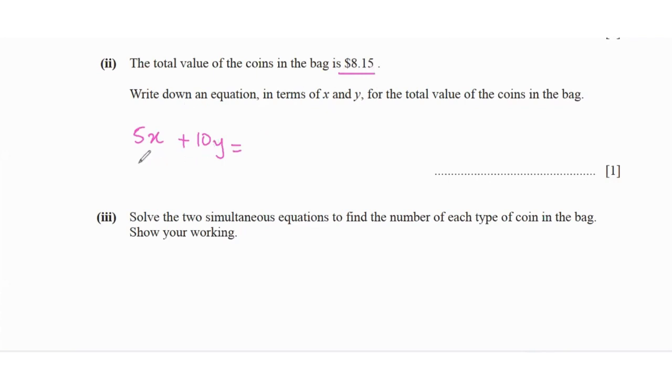But since these are in cents, we convert the dollars into cents by multiplying that by 100. That's going to be 815. So 5x plus 10y equals 815 cents. Remember to convert the dollars into cents or just convert the cents into dollars, whichever way you're comfortable with.